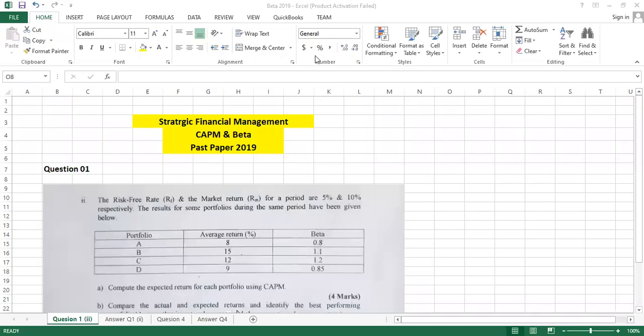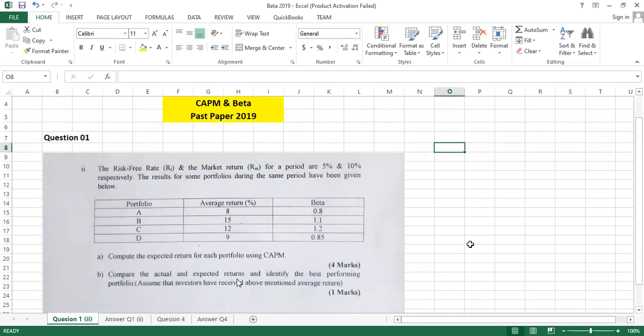Hello everyone. Today we are going to discuss the HNDA 4th year Strategic Financial Management subject 2019 past paper question. In the 2019 past paper, we will discuss CAPM and beta lesson related questions. First, we will discuss question number 1, part 2. This is the CAPM lesson related question.